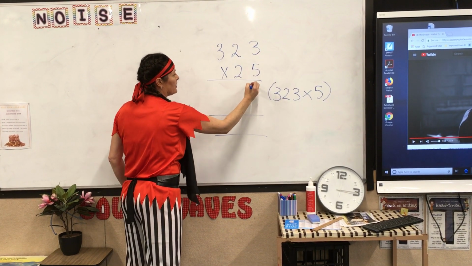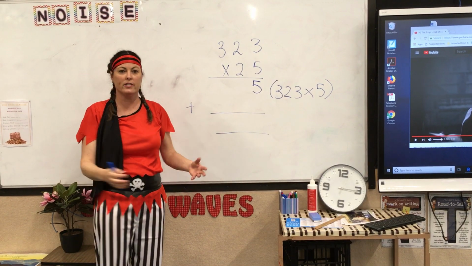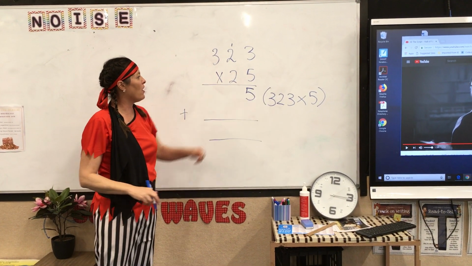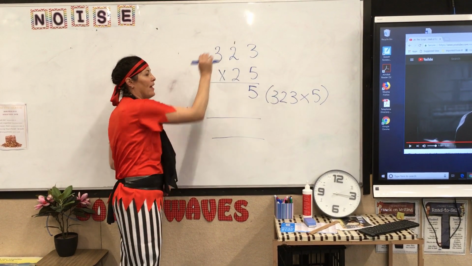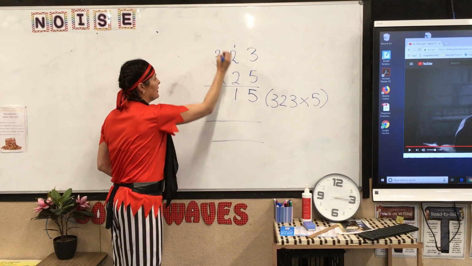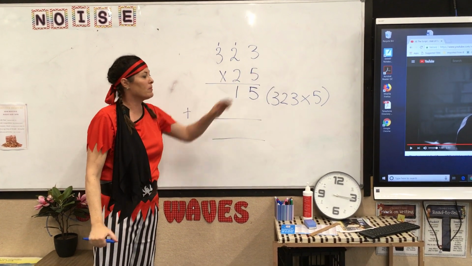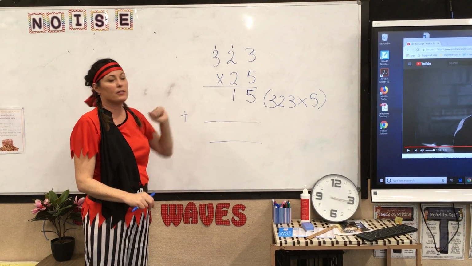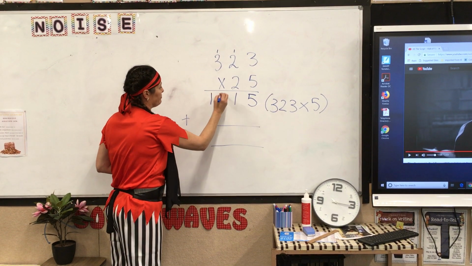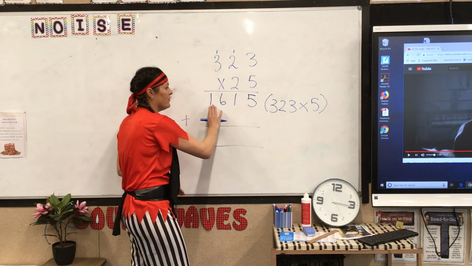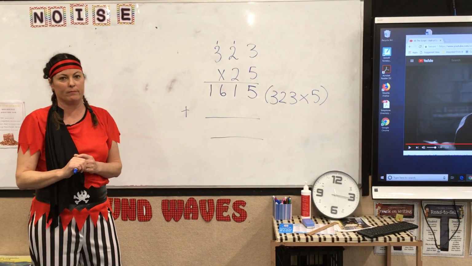3 times 5 is 15. I have more than 10 there, so I need to carry over the 1. We have 2 times 5, which makes 10. We then add the 1 to that, which makes 11, carrying over the 1. Then we have 3 times 5, which is 15, plus 1 more, which makes 16. So in our first line, 323 times 5 is 1,615.